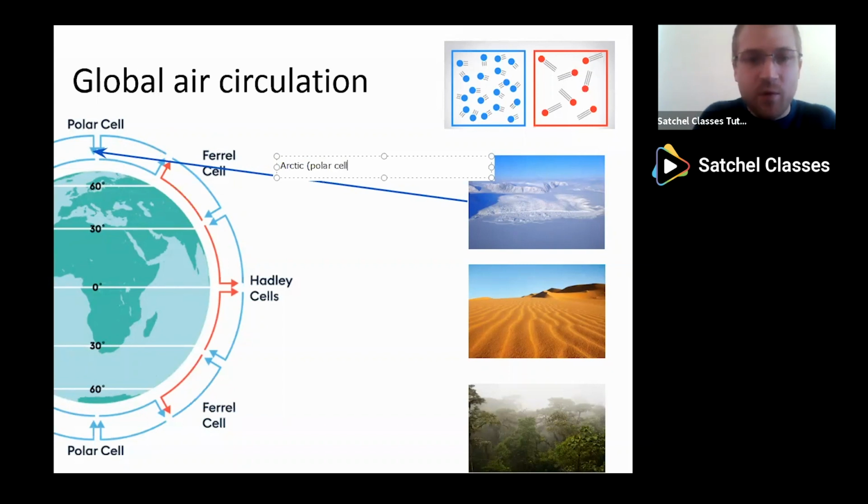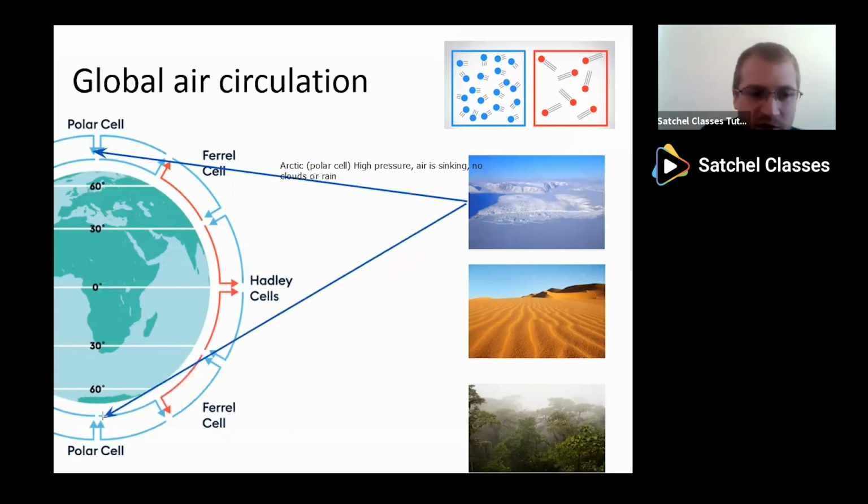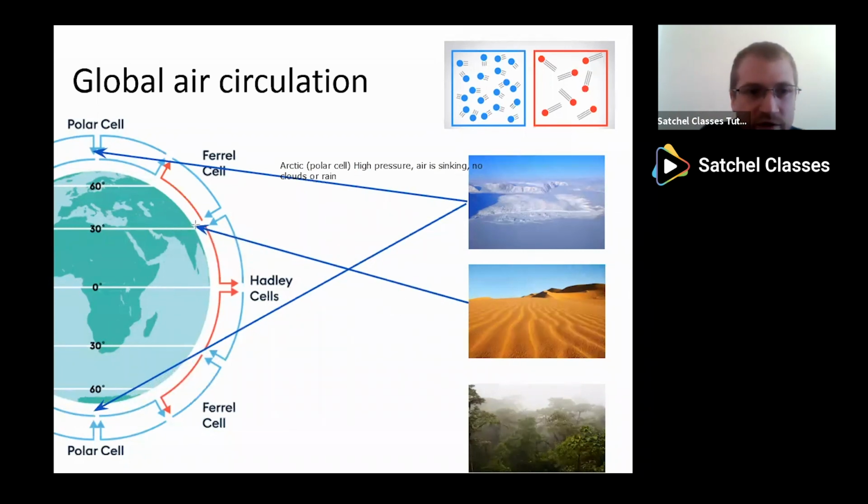So it's part of our polar cell, and we therefore know that it is high pressure, which means air is sinking. So therefore, there's going to be no clouds or rain. Okay, we take our next one, our desert ecosystem. So what I'll do, I'll match that just down here as well. Our desert ecosystem, we would say it's going to be 30 degrees because air is sinking. Clear skies, no clouds about here, okay?